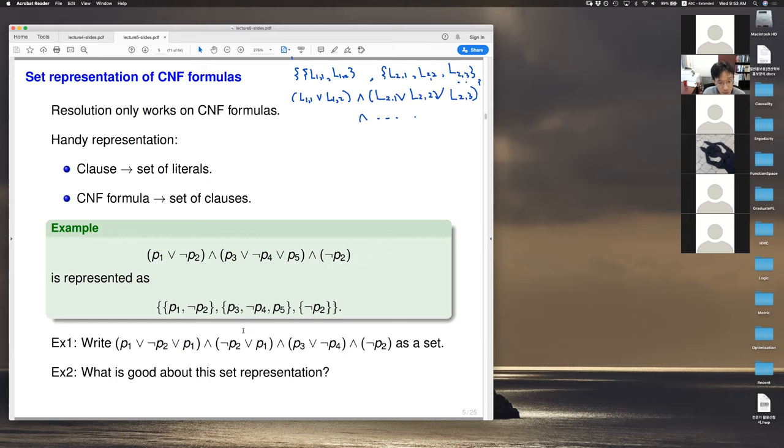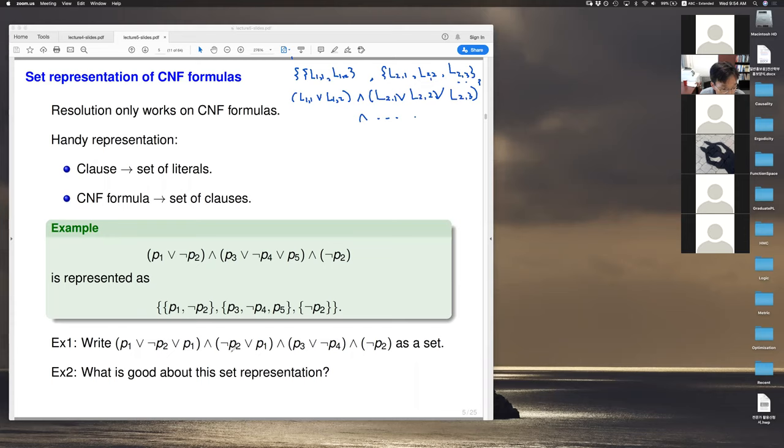Here's an exercise I want you to do. First, express this first formula in this representation. Second, try to think about what is good about this representation. I'll give you 1 minute to do this. Okay, so let me just give the answer.